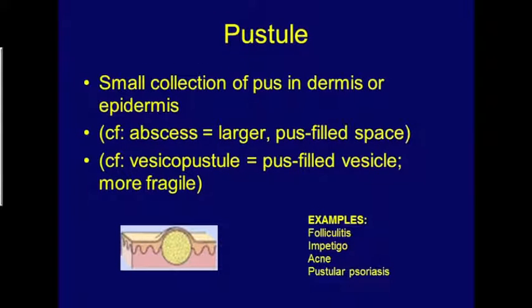A pustule is a collection of pus in the dermis or epidermis. If it's very large, we call that an abscess, and if it's small, we call it a vesicopustule. So folliculitis, impetigo, even acne would sometimes have vesiculopapular lesions.